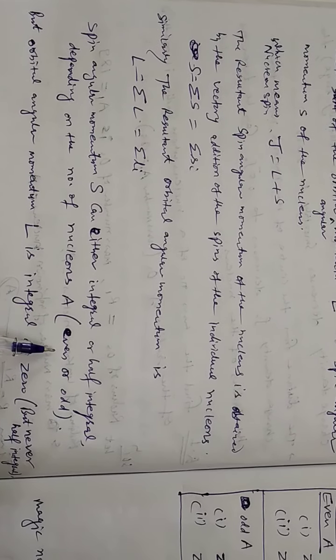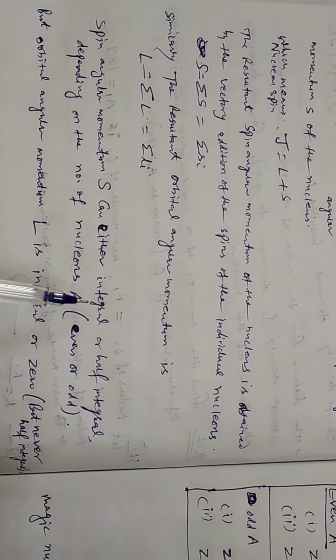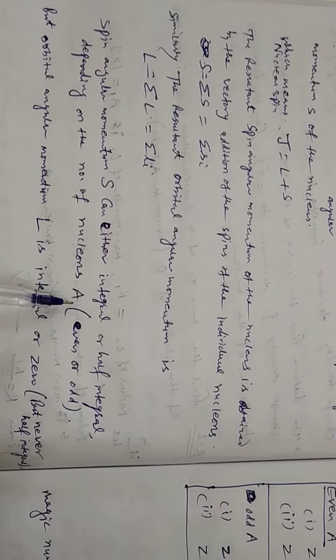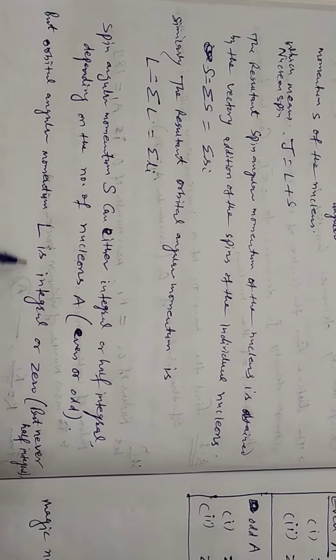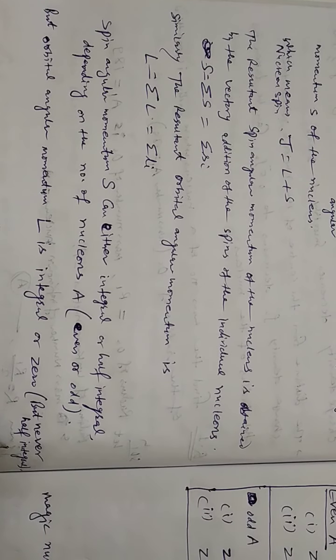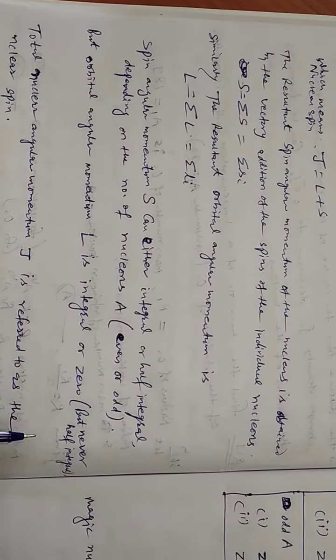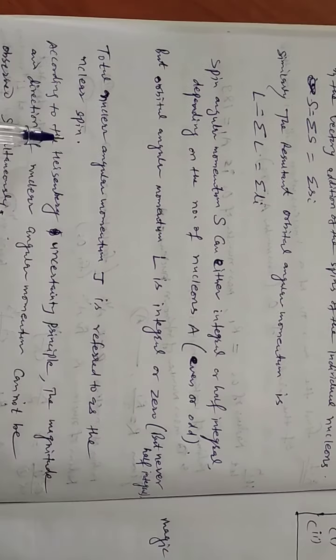Now, spin angular momentum S can either be integral or half integral depending on the number of nucleons A, even or odd. It depends on the value of A, which means the mass number, if even or odd. But L can never be half integral. It may be 0, or it may be integral. Total nuclear spin J is referred to as the nuclear spin.